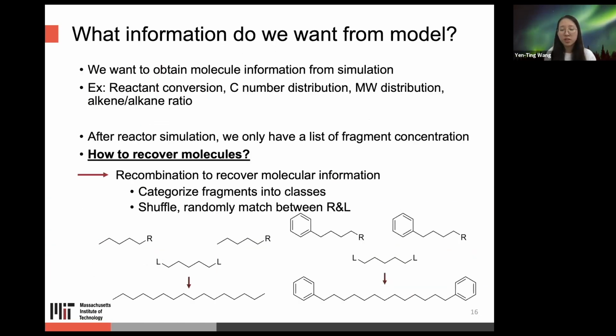So probably at this moment, after we have the fragment model, we should ask one question: what information do we want from the model? Apparently we want to obtain the molecular information from the simulation, for example, the reactant conversion, the carbon number distribution, or the molecular weight distribution. And after reactor simulation, we only have a list of fragment concentrations. So how do we recover the molecules from the fragments? One thing we have to do now is called fragment recombination to recover the molecular information from the fragments.